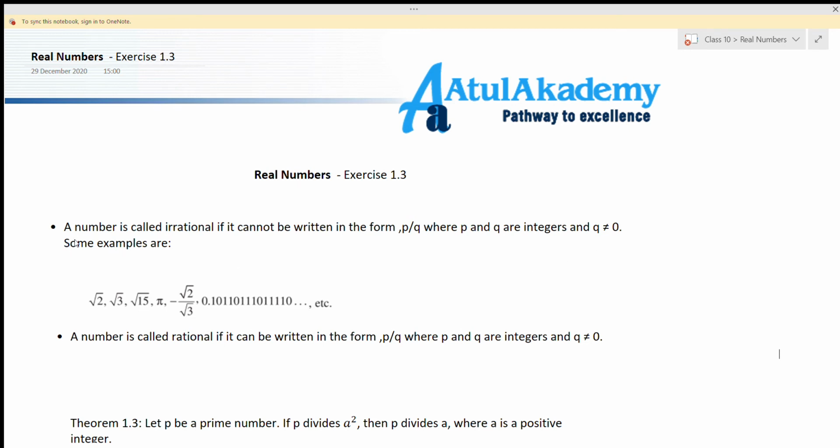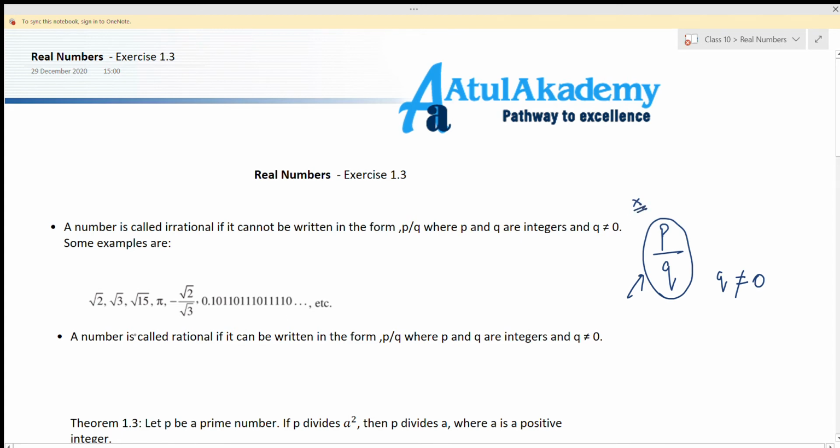Hello kids, today we are going to start with real numbers, exercise 1.3. As you know, a number is called a rational number if it can be written in the form p by q, where q is not equal to 0, as division by 0 is not possible. So an irrational number cannot be represented in this form.